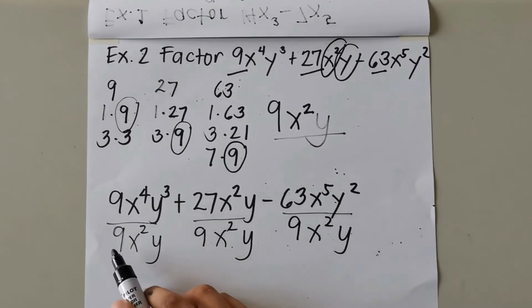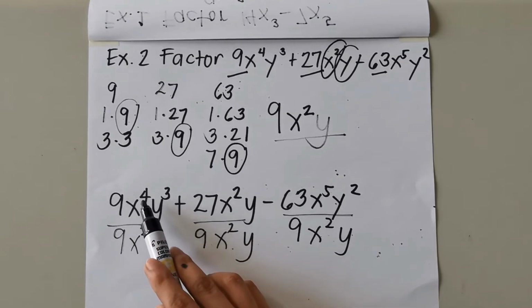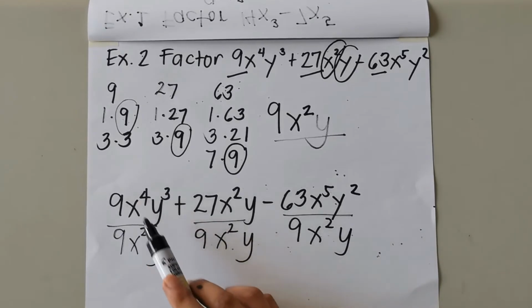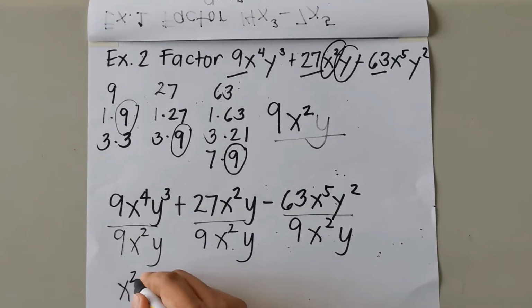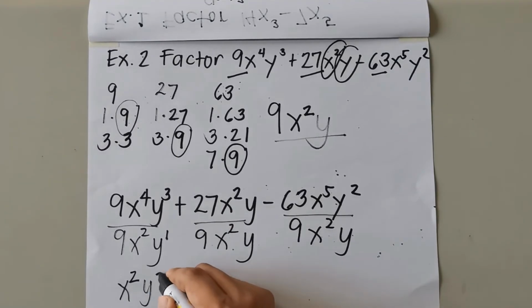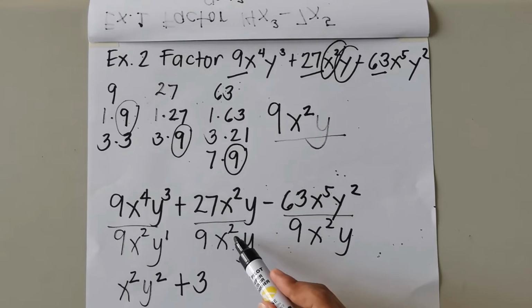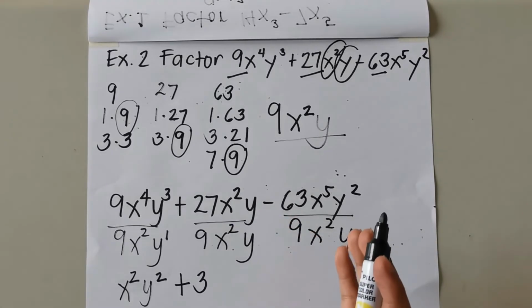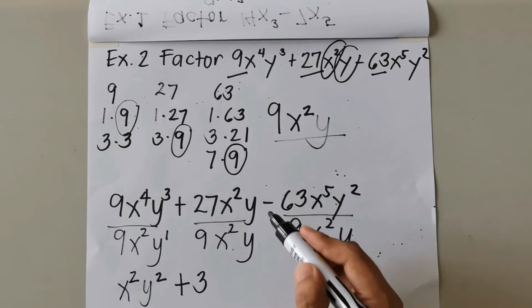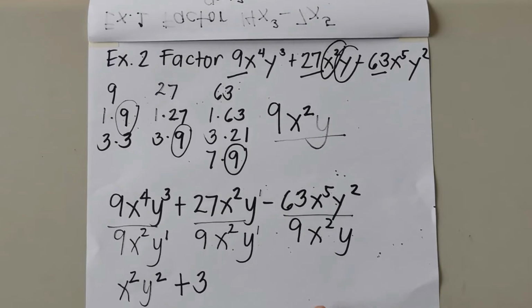So 9 divided by 9 is 1. So we're not going to write it anymore. Apply quotient rule once again for the exponents. For 4 minus 2, we have x squared. 3 minus 1, we have y squared. Copy the operation. 27 divided by 9, we have 3. 2 minus 2, applying quotient rule again on the exponents. So we're not going to write 0 anymore. And then in here, 1 minus 1, and once again the answer is 0, so we're not going to write it anymore. Okay, let's proceed to the third term.